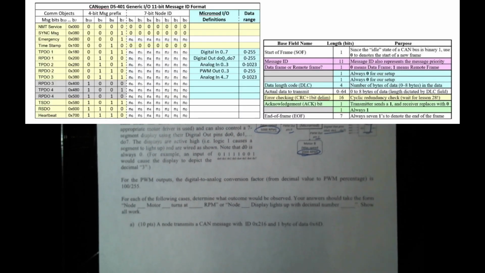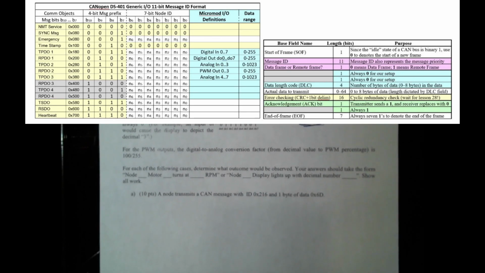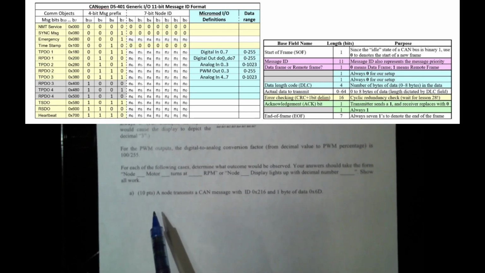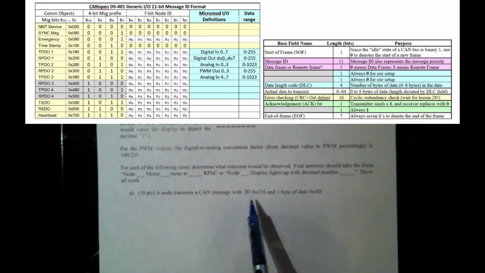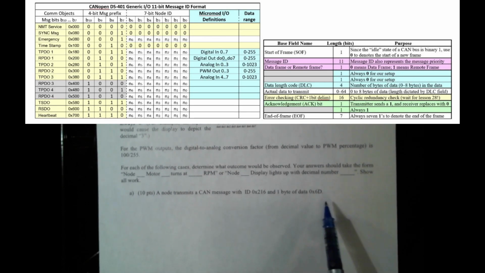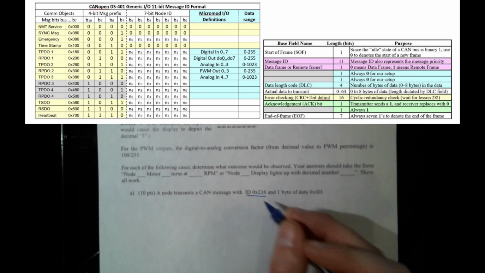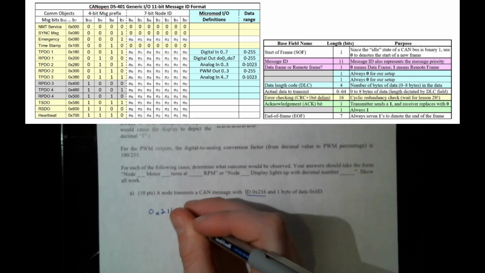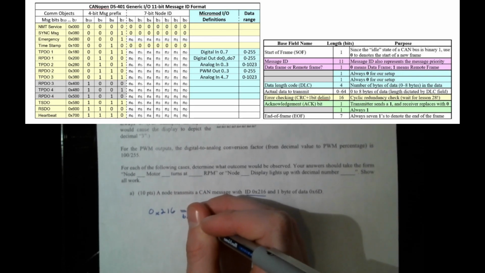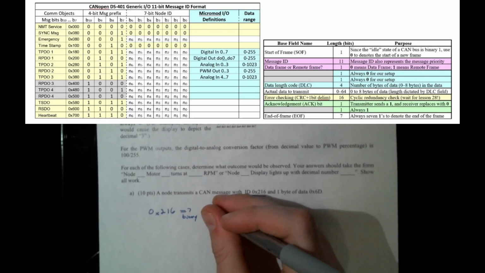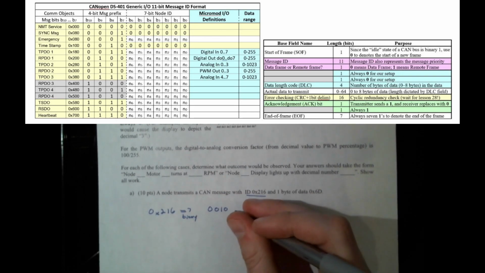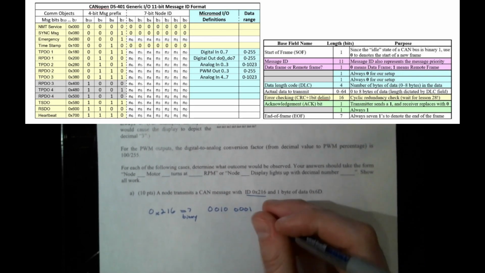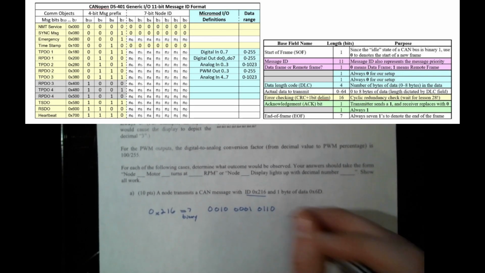I'm going to go ahead and pop up another window that zooms in on the CAN tables just so we can reference those for the rest of the problem. So the first problem is part A. A node transmits a CAN message with ID 216 and 1 byte of data 0x60. So for the ID, we want to break that into first, 0x216, convert that to binary, and we'll get 0010 for 2, 0001 for 1, and 0110, 4 plus 2, for 6.